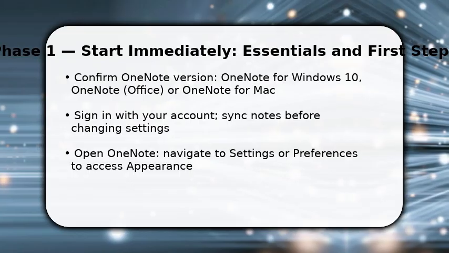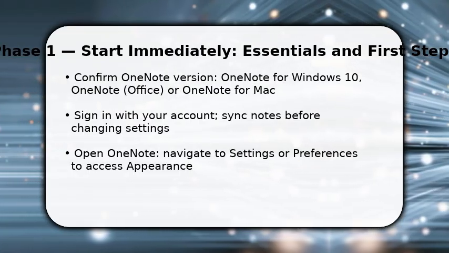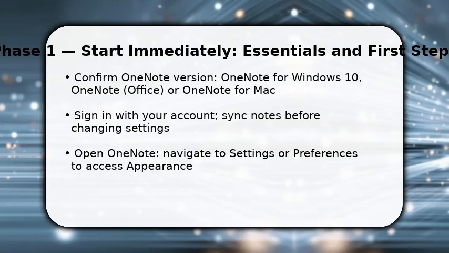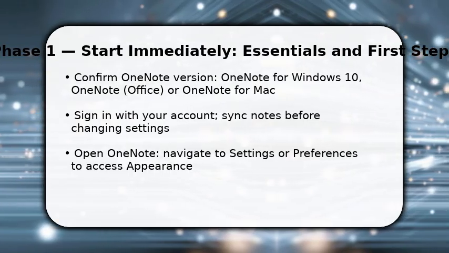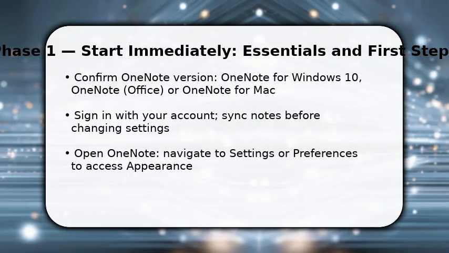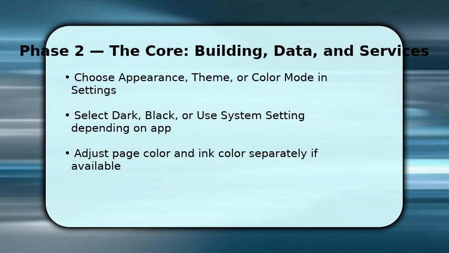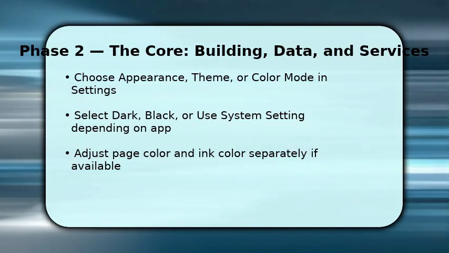Search for Settings or click the gear icon. Once you find Appearance or Personalization, you're ready to choose Theme options. Do not skip syncing because theme state may propagate to other devices. You'll pick dark or black in the theme or color mode section. Select Use System Setting if you want theme to follow Windows or Mac OS automatically.